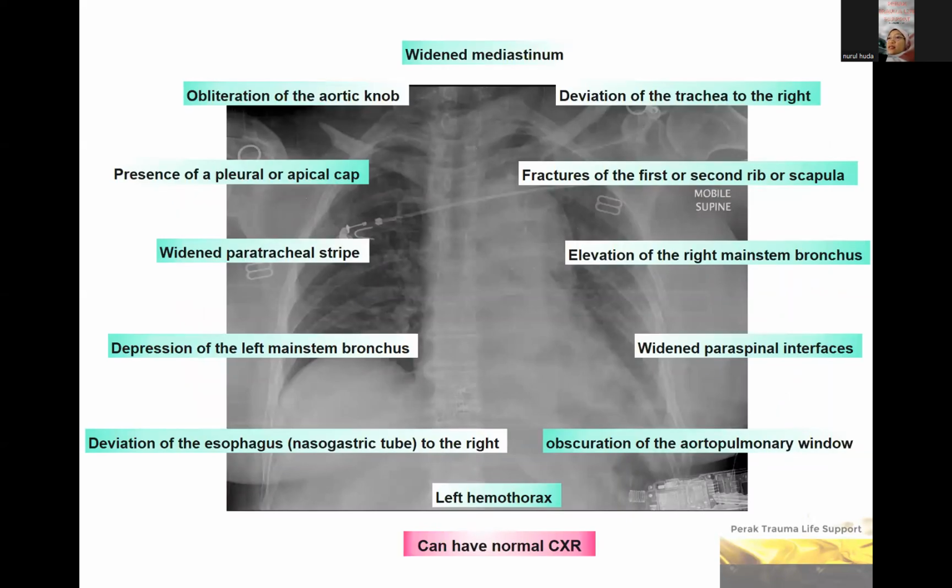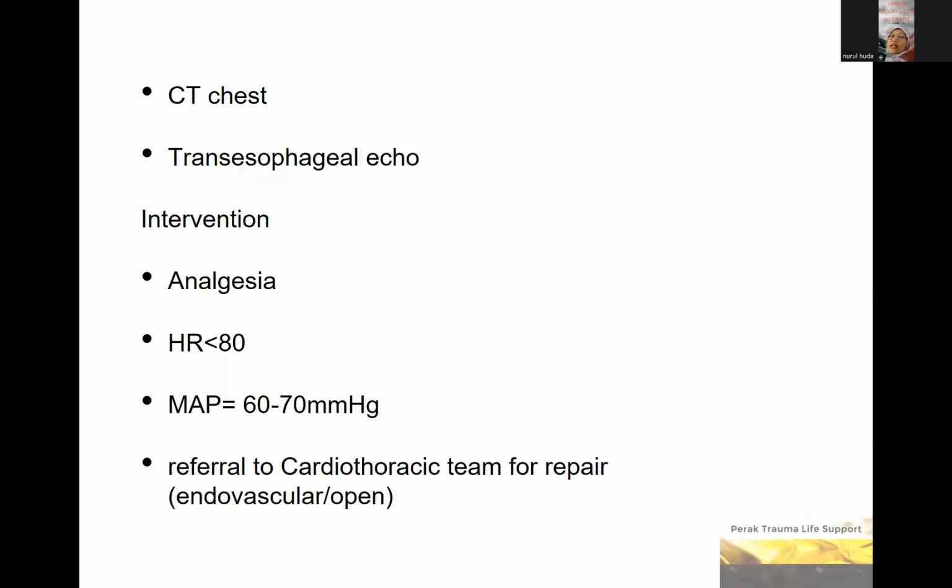So these are the chest X-ray findings. Characteristic findings in the chest X-ray include widened mediastinum, obliteration of the aortic knob, deviation of the trachea to the right, the presence of a pleural or apical cap, and a lot more that you can see from the chest X-ray. However, don't forget that the patient can still present with a normal chest X-ray. Therefore, you might need further imaging, for example CT chest. You might need to perform transesophageal echo to look for the intimal flap.